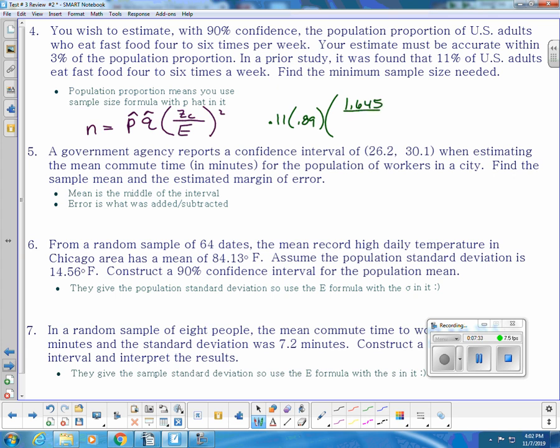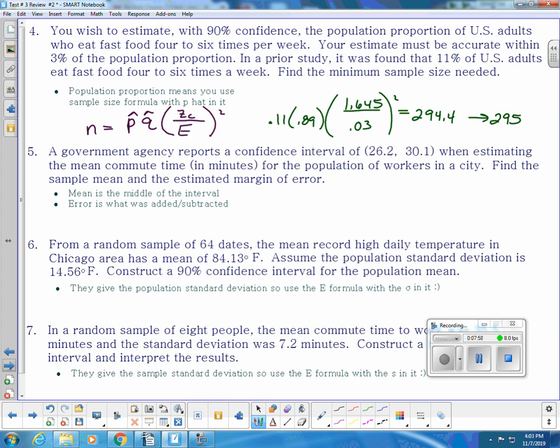divided by the error that it has to be within, 3%, squared. So you put that in your calculator. Remember, minimum sample size, you've got to pop that up to the next whole number. So you need to interview at least 295 adults. Okay.